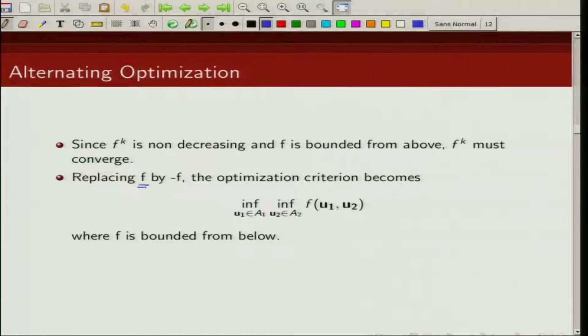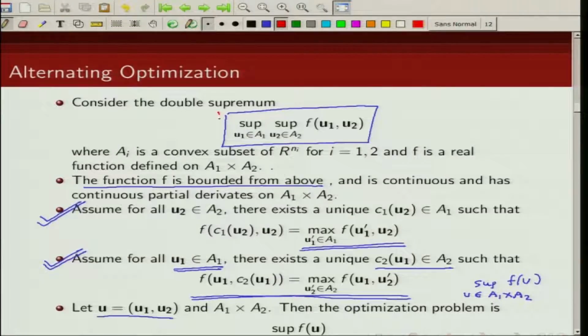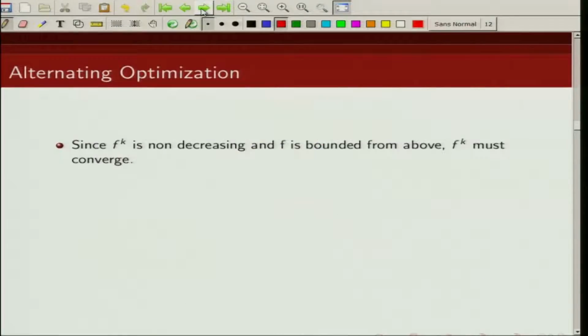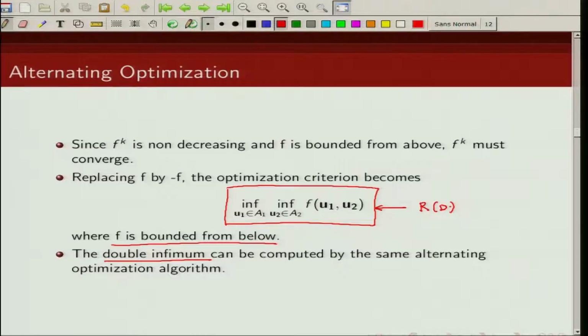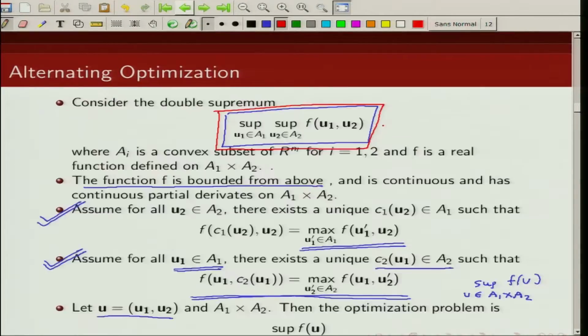Now if we replace this function f by minus f, what we get is a double infimum of this function f, where we have similar conditions that f has to be continuous, partial derivatives have to be continuous, and f is bounded from below. Then this double infimum can also be computed using this alternating optimization algorithm. This form we are going to use for computing the rate distortion function, whereas this form we are going to use to compute channel capacity.